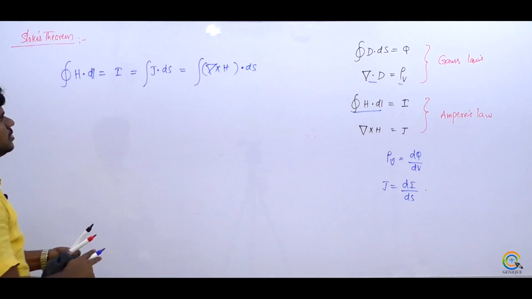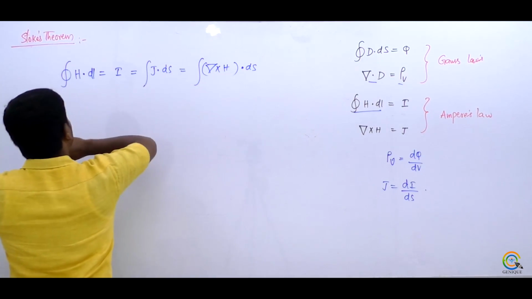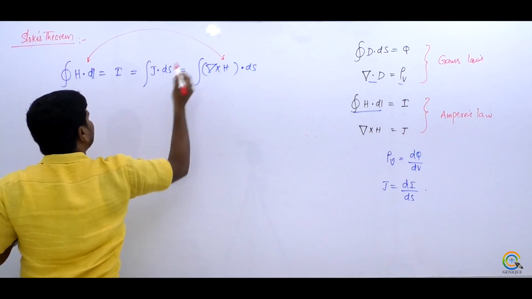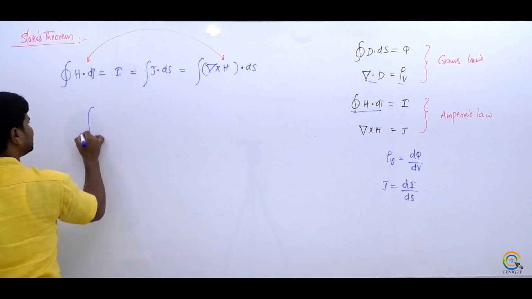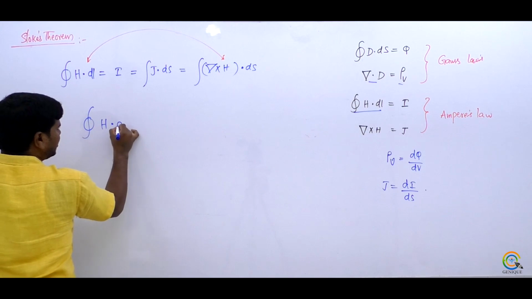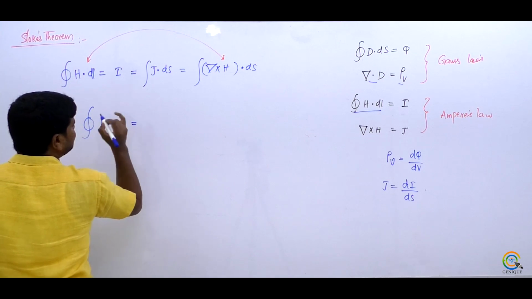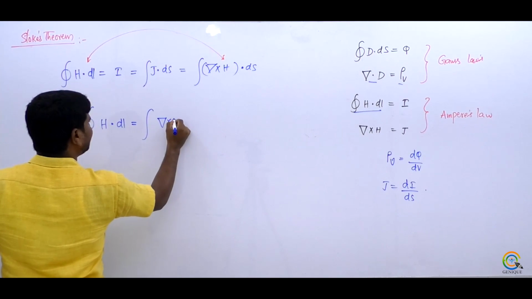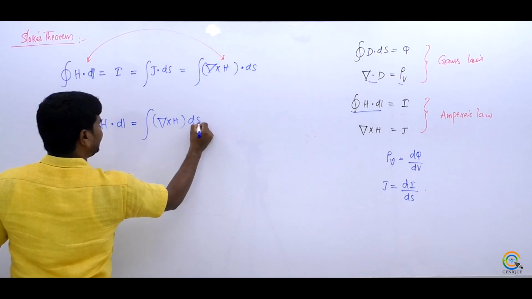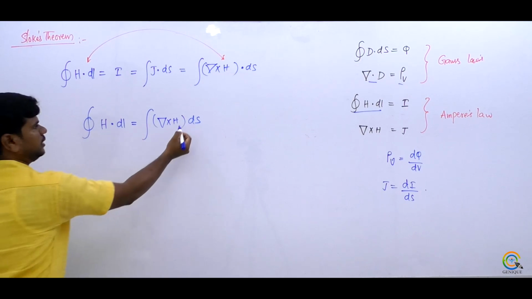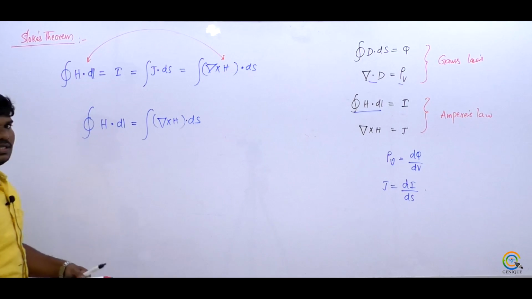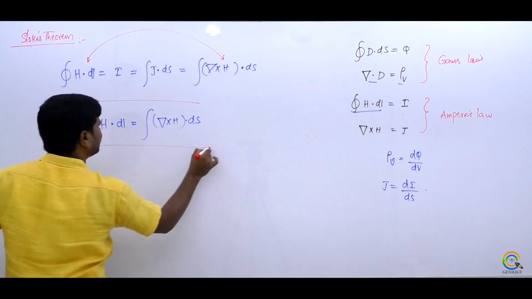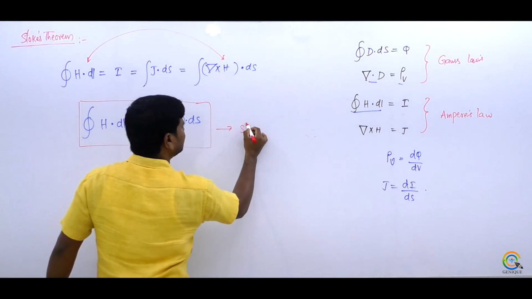Del cross h ds. So from these two, we can write directly. What we can write? The closed line integral of h dot dl can be written as the surface integral of del cross h dot ds. Okay. So this is called the Stokes theorem. It is the Stokes theorem.